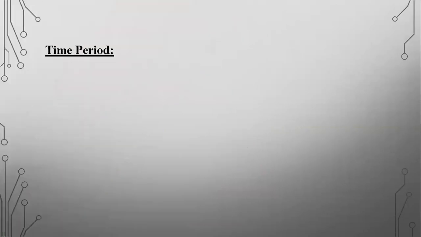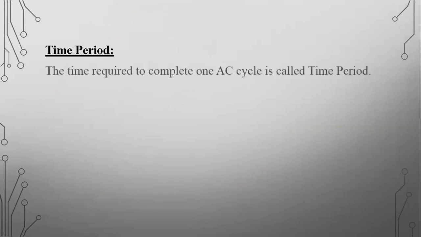Now, there are some characteristics of alternating current. First of all, what is meant by the time period? The time required to complete one AC cycle is called time period. So this is an AC cycle. So the time required to complete this AC cycle is called time period. यानी जहां से लेकर इस पॉइंट तक जो कुछ टाइम रिक्वायर्ड होगा, that is called its time period.